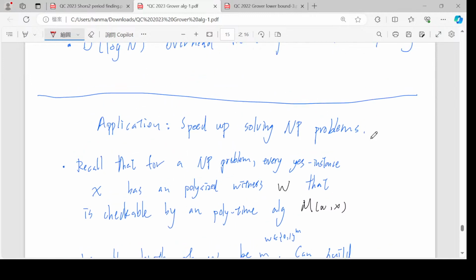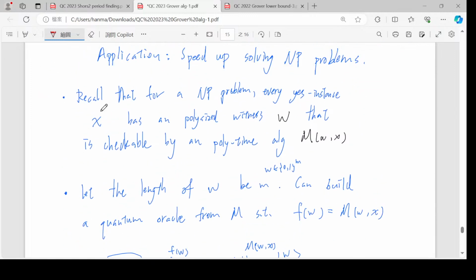So we say we can use Grover's algorithm to sometimes speed up solving NP-complete problems. And the idea is NP-complete problems have efficient verification. So for a yes instance of an NP-complete problem, you can check with an efficient algorithm M whether your X and witness get accepted. So for a yes instance of your NP problem, there is a small witness W, and you can efficiently check this witness W verifies your X.